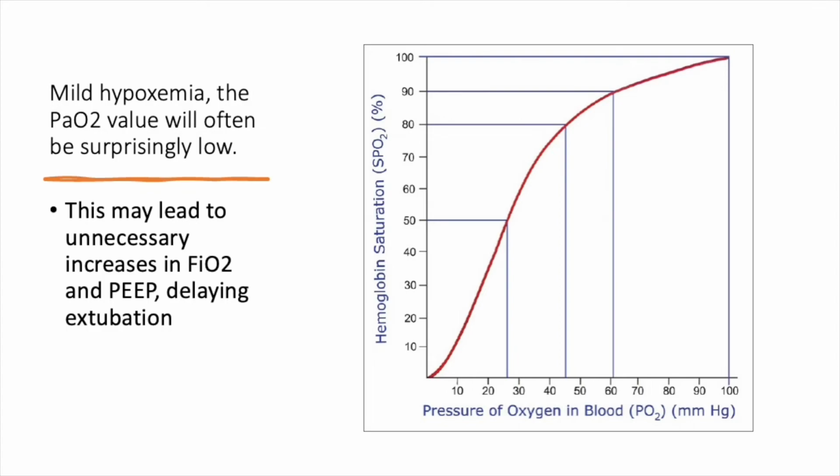So our target is around 90 to 94, and in a patient with COPD, you should have the target at 92. Don't increase the SpO2 more than that, and rely on the SpO2 rather than the PaO2.